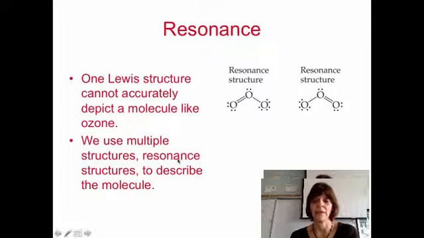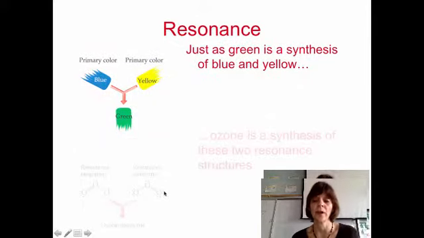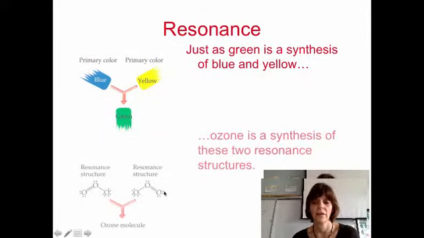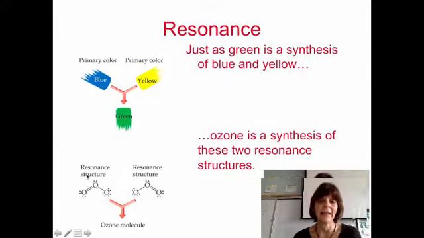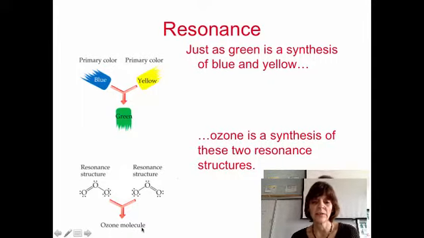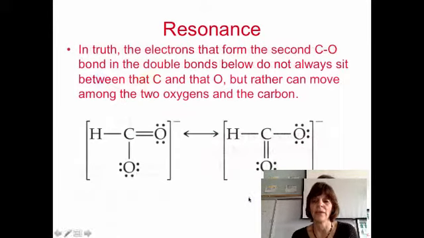This is a Lewis structure we would draw for ozone. You use multiple structures, resonance structures, to describe the molecule. Looking at an actual structure of ozone that's measured, resonance is just like mixing paints. We find blue and yellow make green. Two different resonance structures, a single bond on one side and a double bond on the other side, can be blended together.